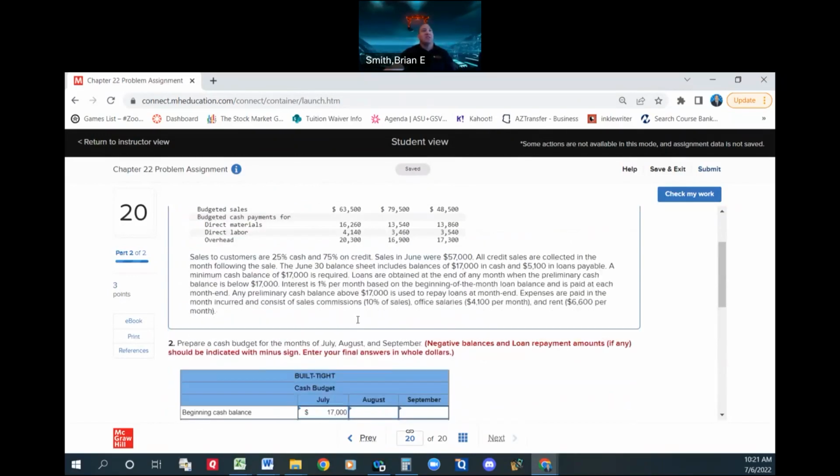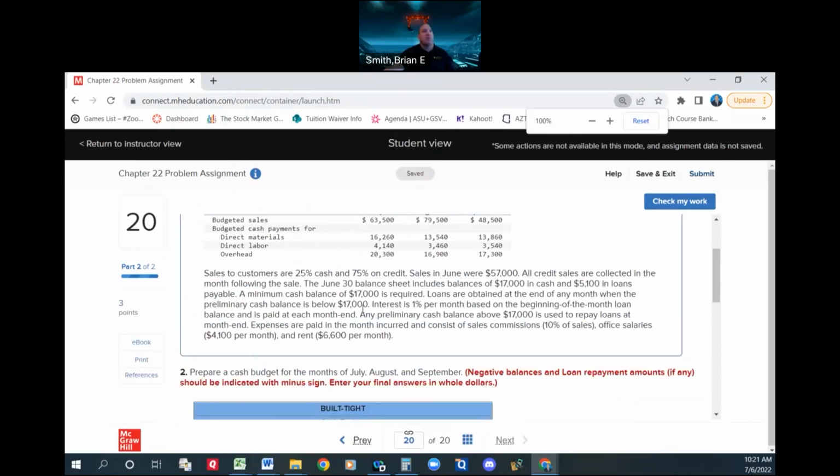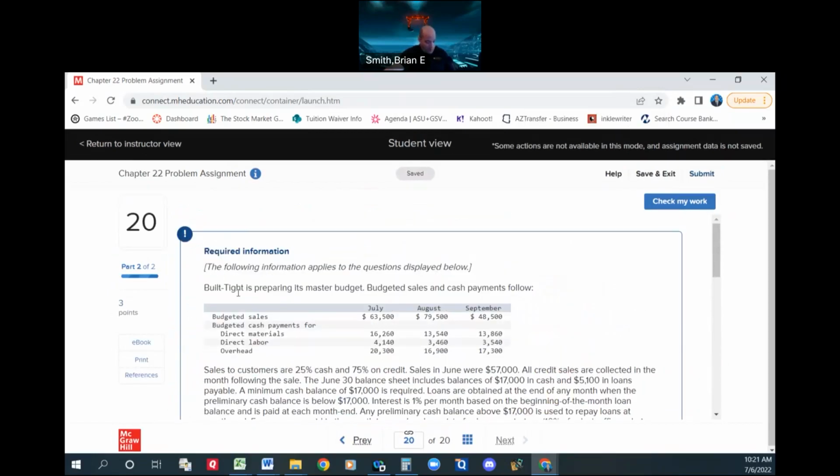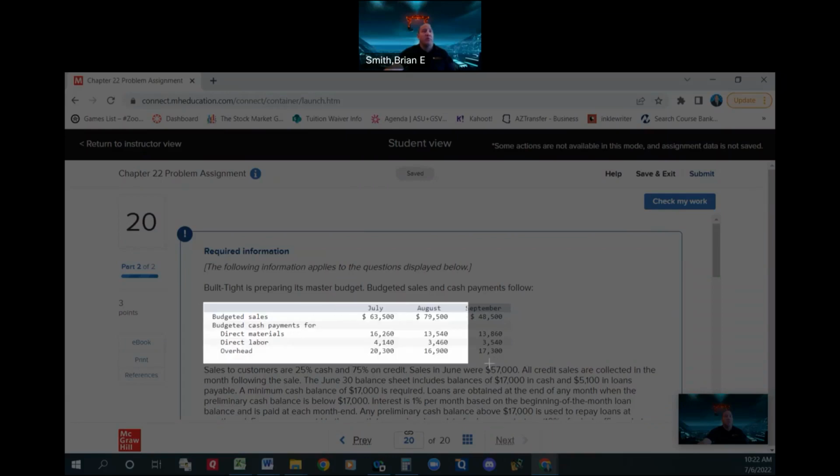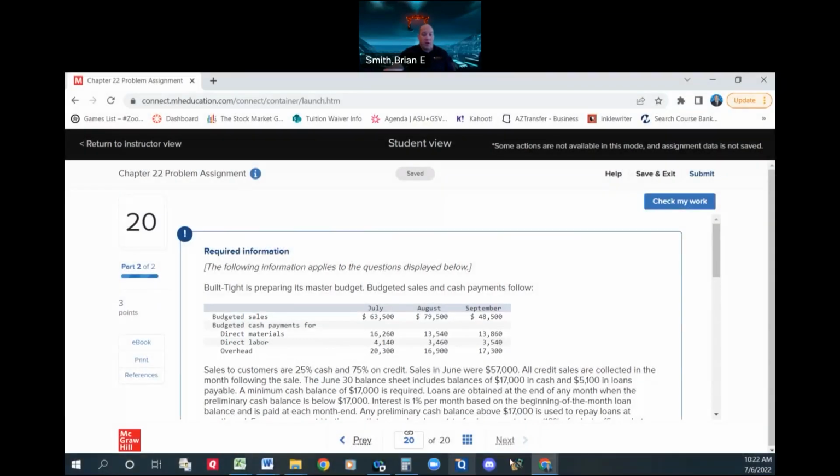Direct materials, 16,260. You know what I'm going to do? I'm going to snip this. Remember you hit the Windows key, Shift, and S for the snip tool. My snip tool is now on, and I'm going to just snip this. I'm going to open up my Paint program.